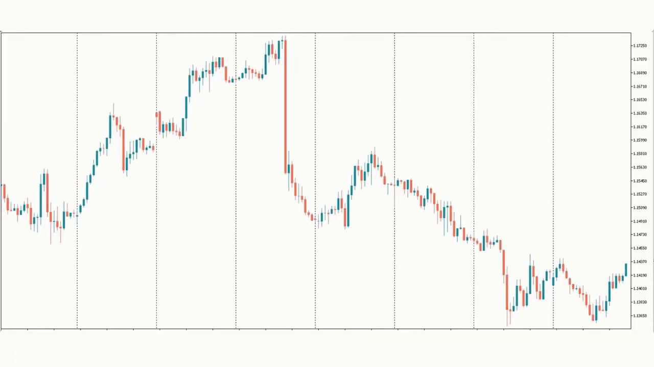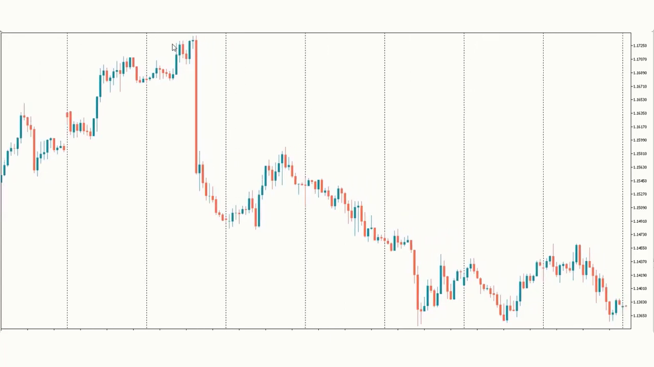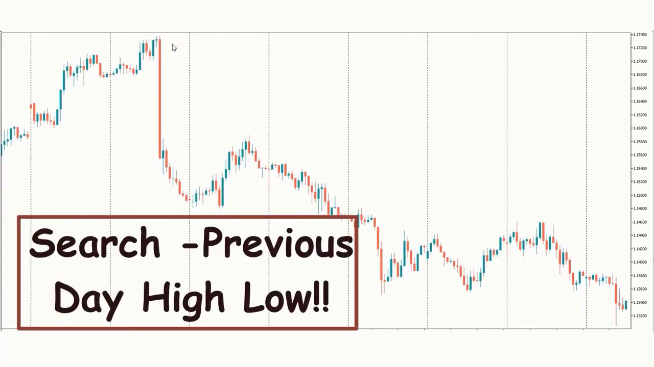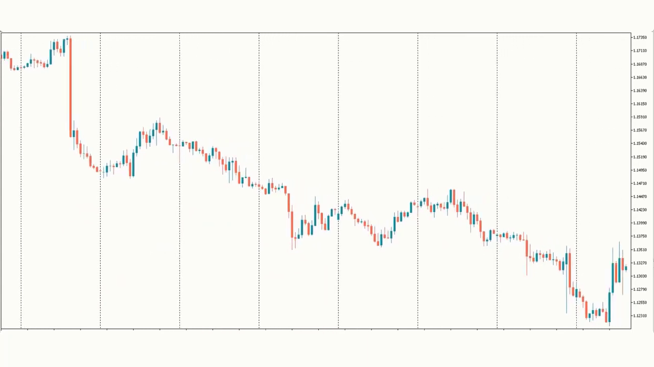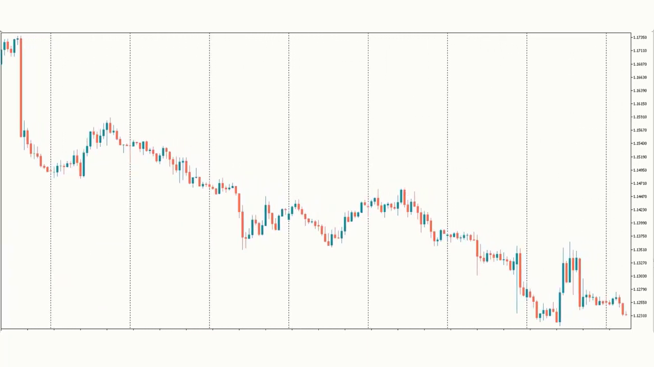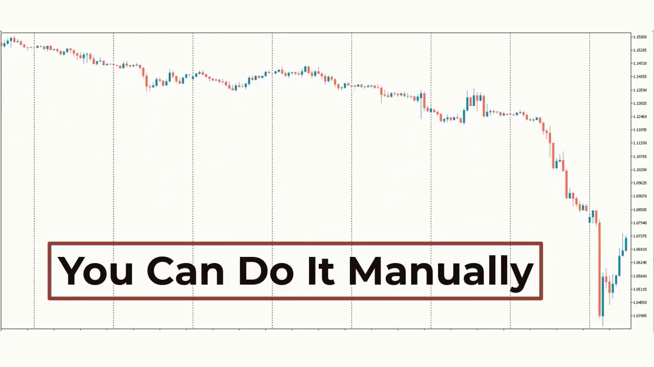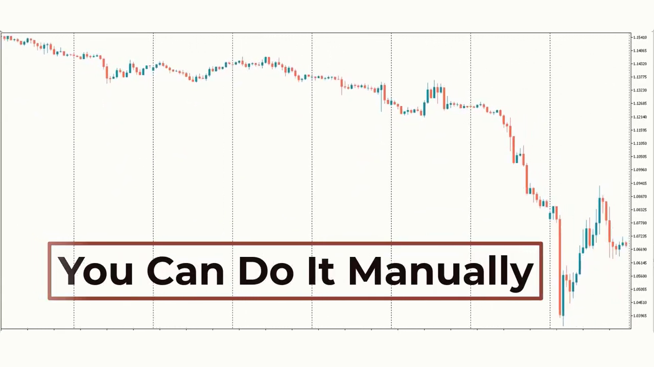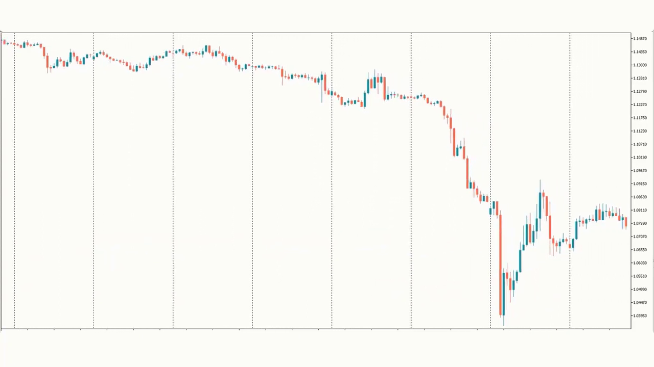You can automatically plot the previous day range by the use of a simple indicator. Search for previous day high-low in the indicator section of your trading software and most probably you will find an indicator for that. If you can't find an indicator, you can manually plot the previous day high-low on the charts. Once you plot the high and low of the previous day, you are ready to trade.